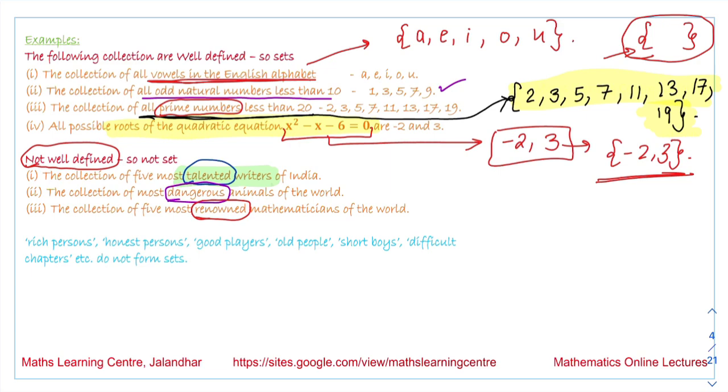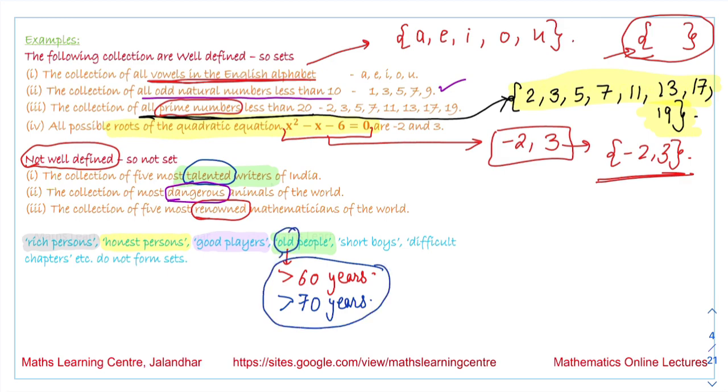Similar examples are given over here. If we are talking about rich persons, or honest persons, honesty has no definition. If we are talking about good players, or old people, suppose I am taking the case of old people, for me, I might be saying that the person whose age is greater than 60 years is old. Someone else may consider, no, the person whose age is greater than 70 years is old. So there is no fixed definition for this term old, that what we should consider, to whom we should consider that he or she is old.